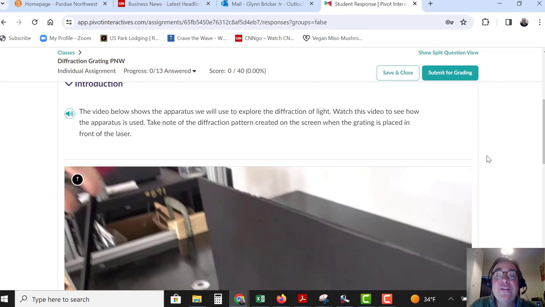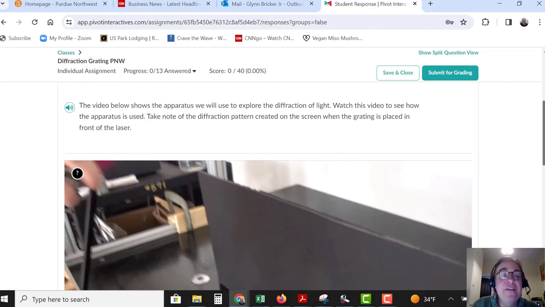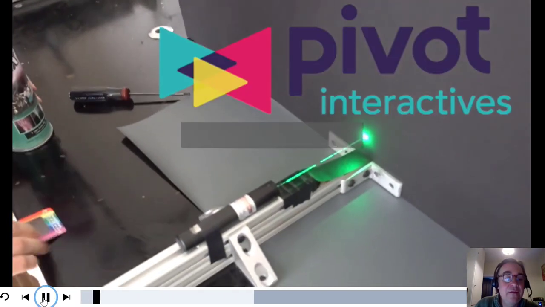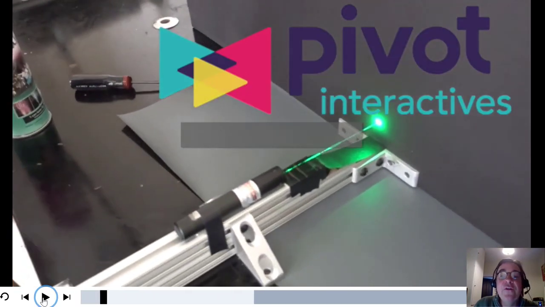It says here, watch the video to see how the apparatus is used. Take note of the diffraction pattern created on the screen when the diffraction grating is placed in front of the laser. So let's take a look at that. I'm going to make this bigger, and then you can hit play, just like you've seen before with these videos. Okay, so there's laser light going straight to the screen. Nothing's happening. The diffraction grating has not been put in yet, and they're about to put it in.